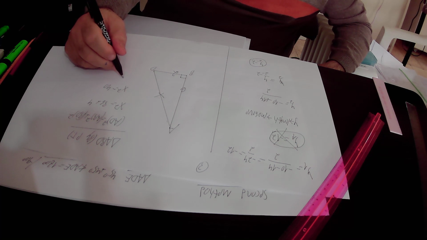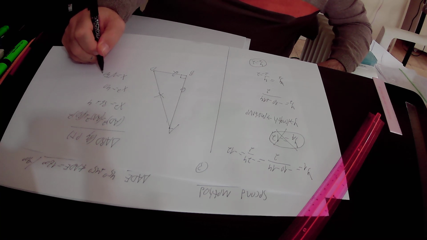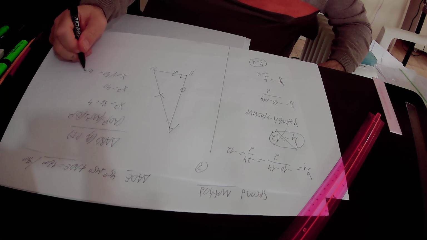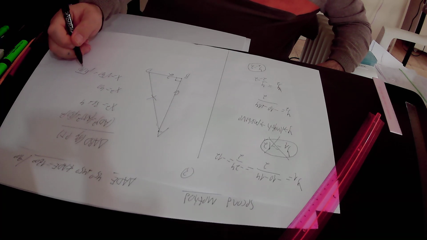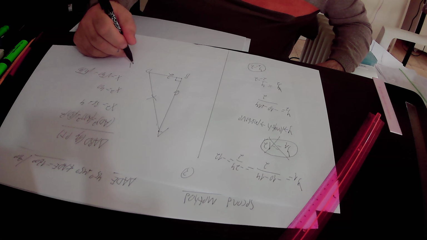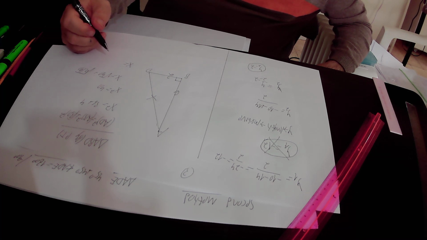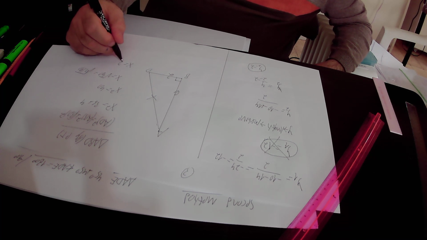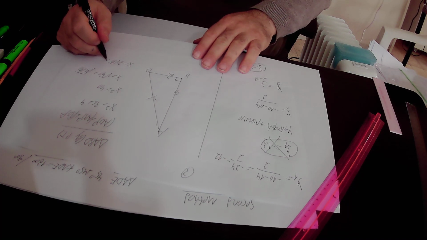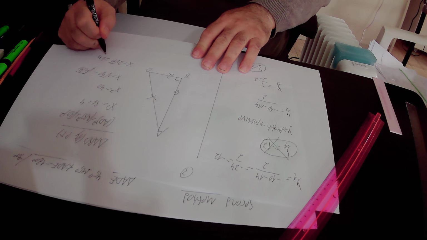We take the root of this equation and we get that x equals the square root of 40. 40 is 4 times 10, and the square root of 4 is 2. So in conclusion, we found that x equals 2 times the square root of 10 units, or in numbers, it is equal to 6.32 units. Okay?